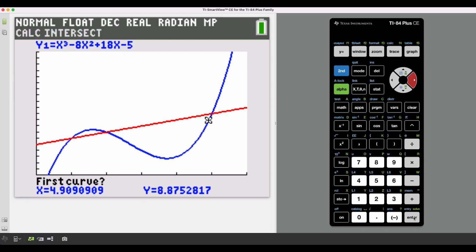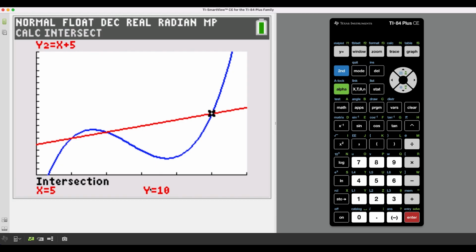And then you go before the intersection point, you hit enter. You scroll after the intersection point, hit enter a second time, and then a third time, and it tells you the point of intersection. So normally what I would do if I didn't have a calculator is set up two integrals, from 1 to 2 and from 2 to 5.